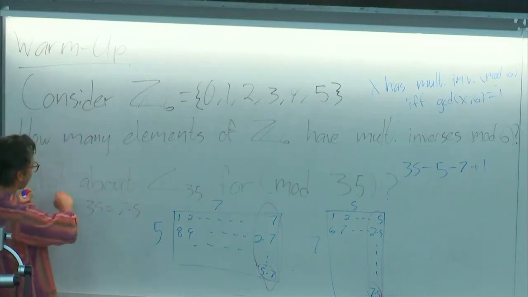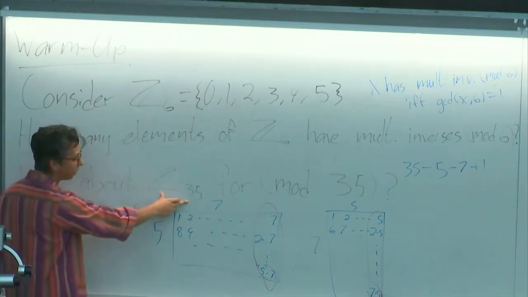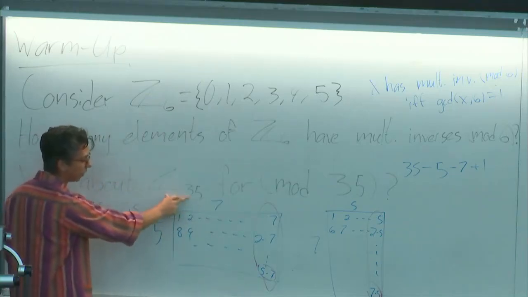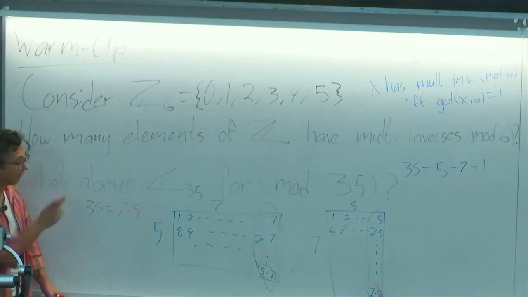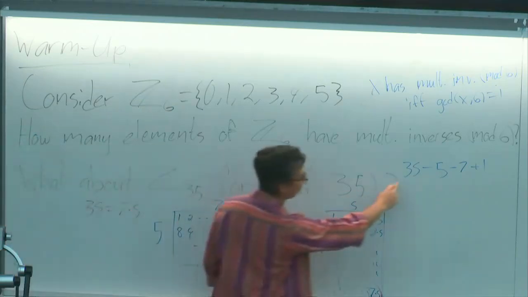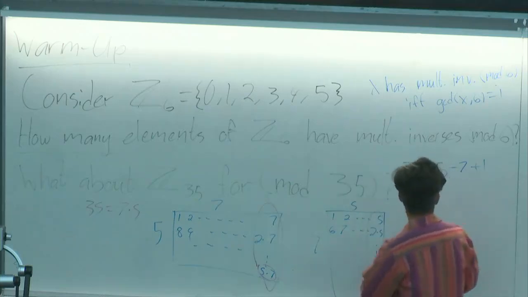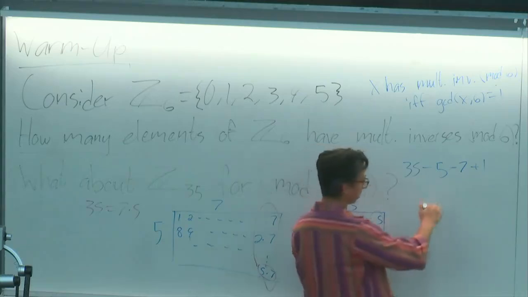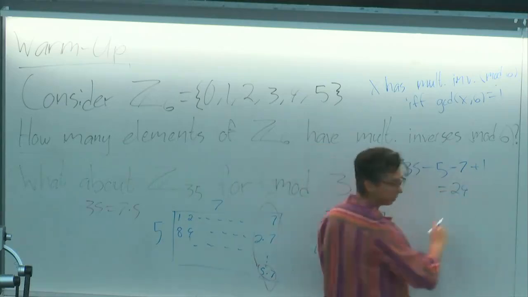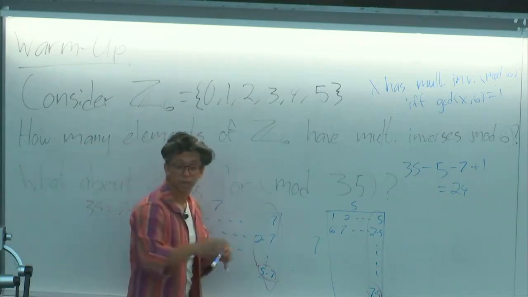Again, we don't need to. It's just if I asked you this flat, that is, how many things have multiplicative inverses in Z35? That may have been tricky to do. I'm not sure if people had the answer offhand, which is whatever this is, which is what? 35 minus 5 is 30, minus 7 is 23, plus 1 is 24? That good? Okay, great.